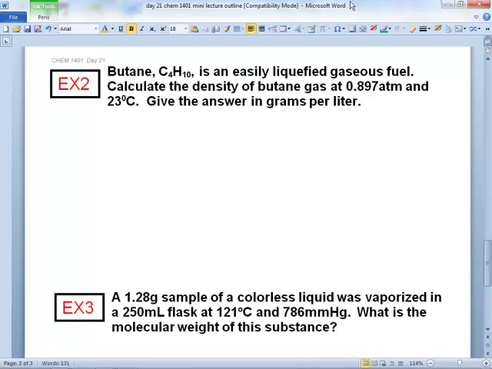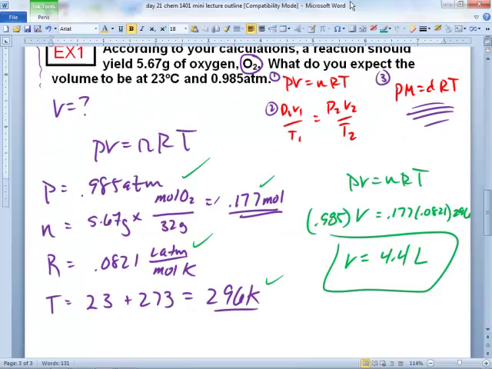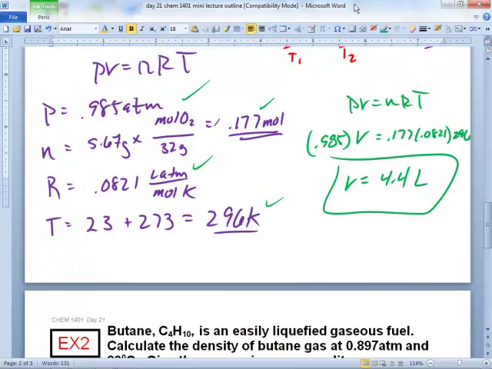Eric, butane is an easily liquefied gas. If you're a smoker, you use butane lighters all the time. They call them BIC. Calculate the density of butane gas at 0.897 atmospheres and 23 degrees Celsius. Give the answer in grams per liter. Probably which equation? Third one. Yeah, it's got little d in it.